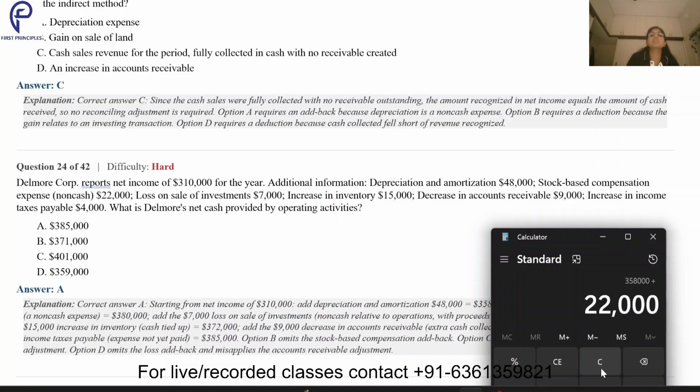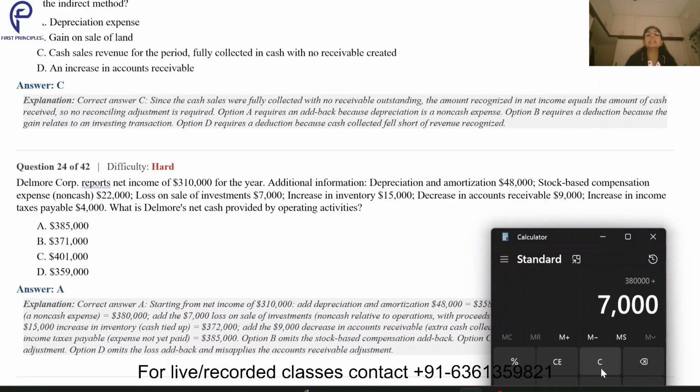Loss on sale of investment of 7,000. So what should we do? We should add it back. Why? Because this will be recorded where? This will be recorded over there in my investing activity. So I will add this back.